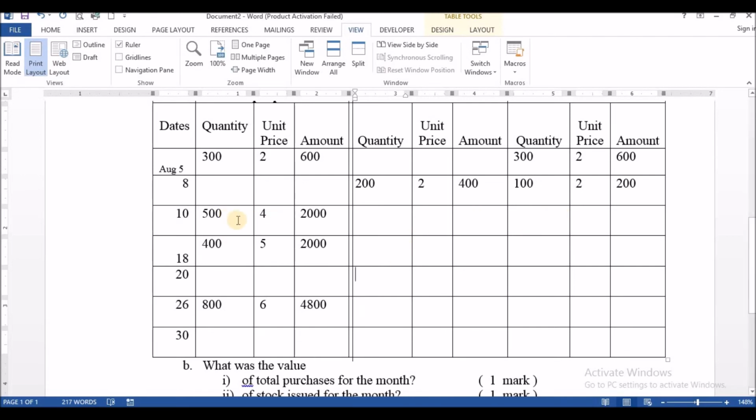So here on the 10th, we purchased 500 units at $4, valuing $2,000. So over in the balance section, we're going to take the last balance, which is 100, add it to the 500, so that's 600. Take the 2 unit price, which is the 2 and the 4, add them together, that's 6, divide it by 2, you now get 3. So the unit price will now be 3. 3 6s, 18.